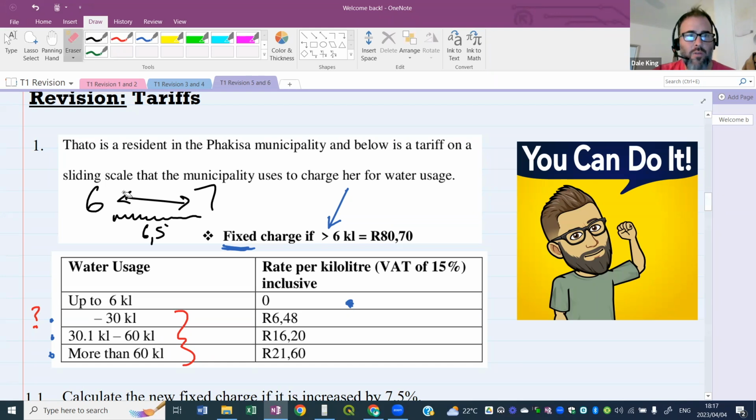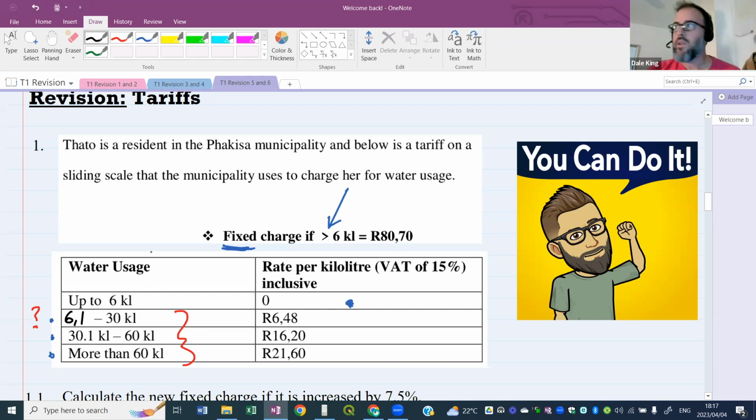So to take care of all those numbers, what we do is we write there 6,1. Now it's not the best way to do it, but it's just a way to say if you're above 6 kiloliters, you're in the second bracket now. So that 6,1 is saying anything above 6 kiloliters, you go into this second bracket. You can see in the third bracket, they've got 30,1 because the second bracket ends with 30. So the third bracket will start with 30,1. And then in the last bracket, this is very interesting. They don't even write 60,1 here.